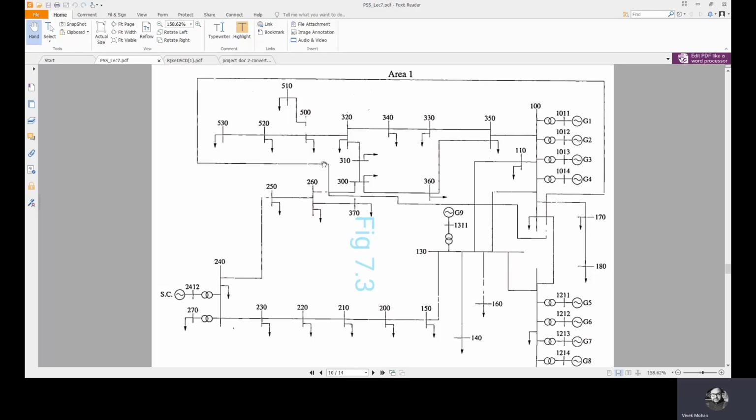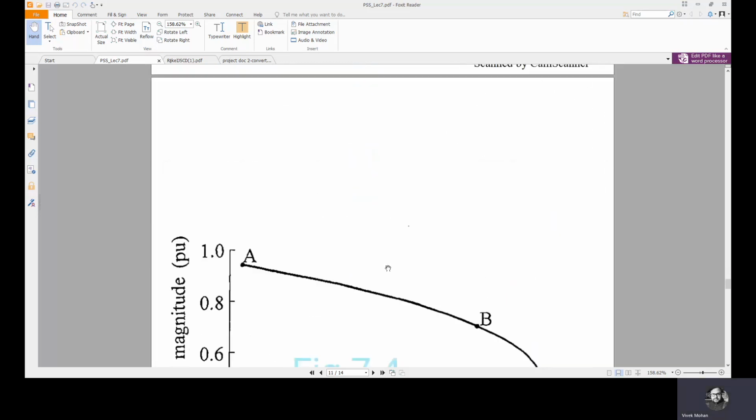Now we are going to analyze the voltage profile of farther nodes in the sense 530, 520, 510. These nodes are load nodes which are farther from the source side. We are trying to analyze the voltage of these vulnerable buses in area 1. Now let's see the analysis.